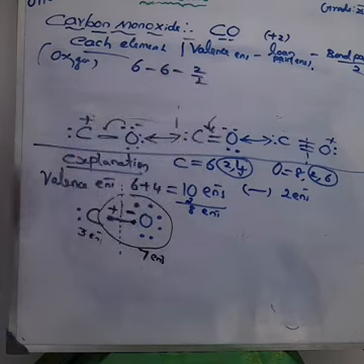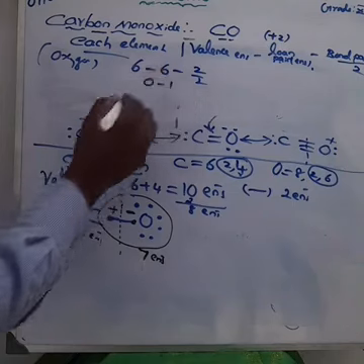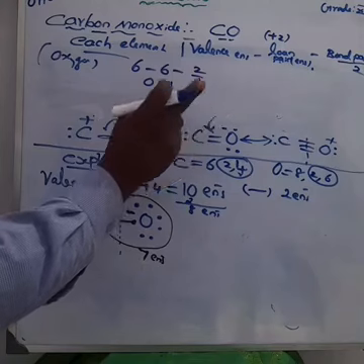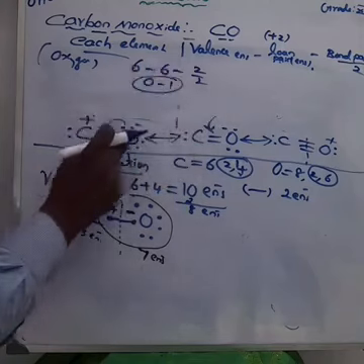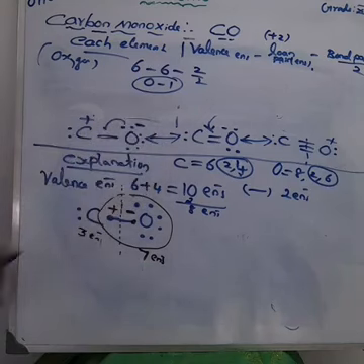So 6 minus 6 is equal to 0, minus 2 by 2 which is 1. So 0 minus 1. So what is the answer here? Minus 1, right? So minus 1 is the charge. Minus is the charge. Okay. Can you write this one? Next one.